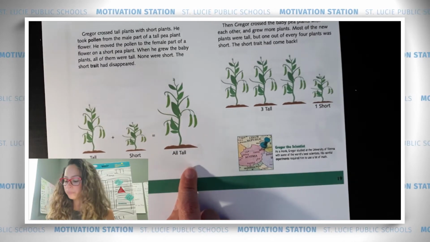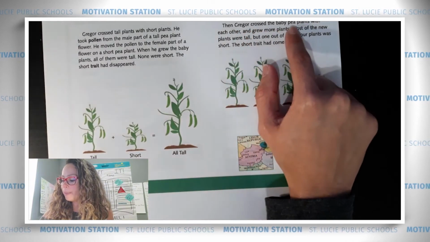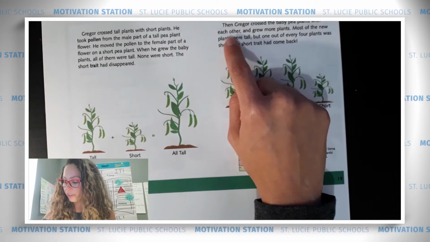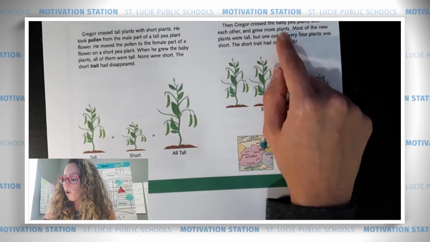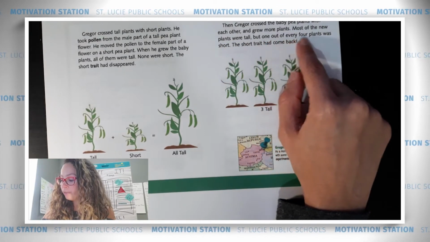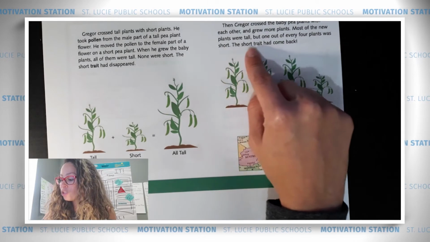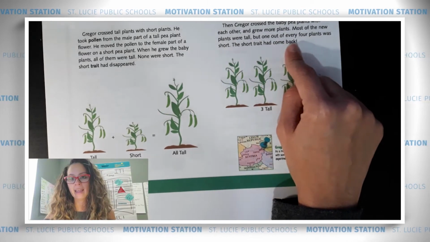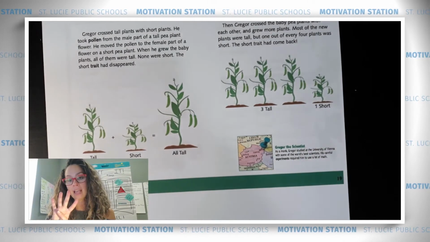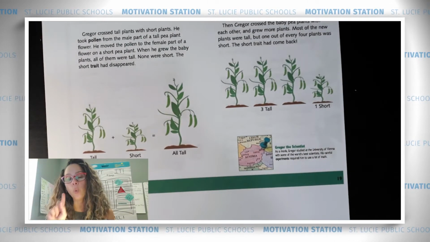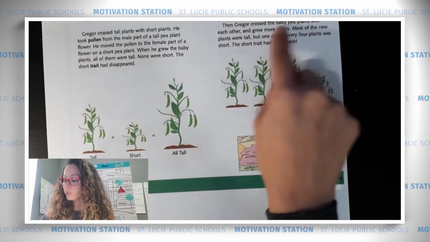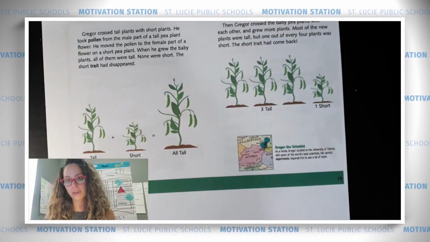I wonder why. Then Gregor crossed the baby pea plants with each other and grew more plants. Most of the new plants were tall, but one of every 4 plants was short. The short trait had come back. Interesting. So for every 4 plants, 3 were tall and 1 was short, even though he used the baby pea plants with each other.